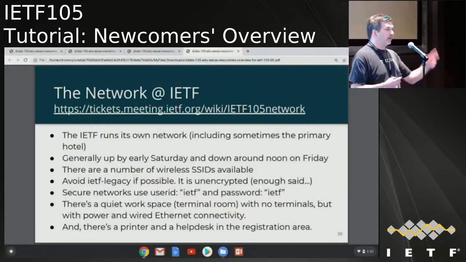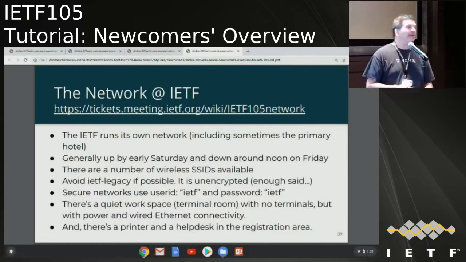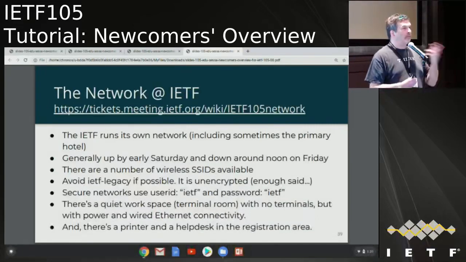Funny story, when I was walking around the underground shopping center, someone said, I don't know what this IETF hotel is or where it is, but boy, do they have great internet. It really is amazing. And it will run through Friday, through the end of the session.